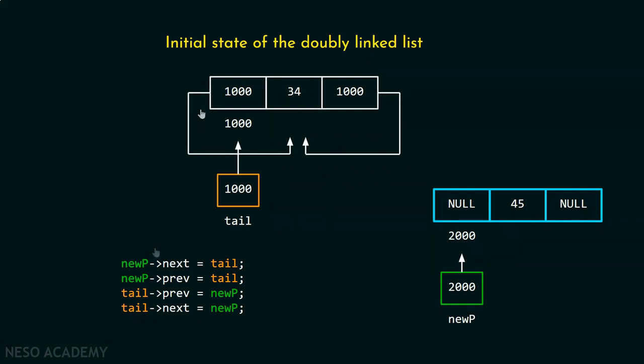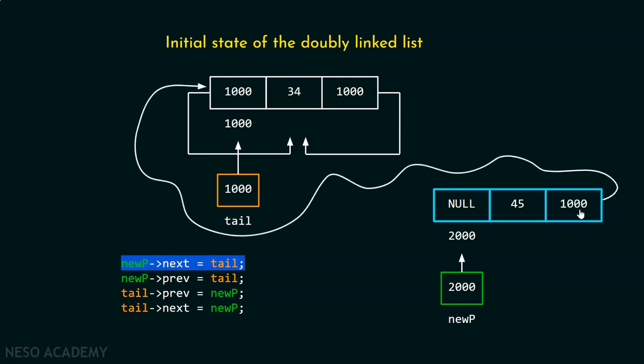Let's try to understand this piece of code. First, let's see this line, newp next equal to tail. That means we should update the next part of this node so that it can point to this node. That is, we will store the 1000 address over here. After this, newp prev equal to tail is written, which means that we will update the prev part of this node so that it can point to this node. Again, we should store this address 1000 over here.